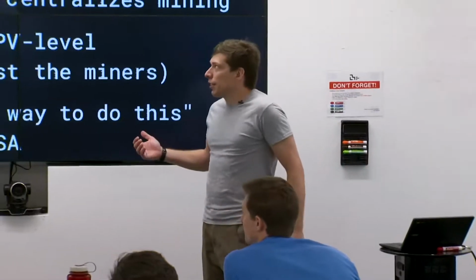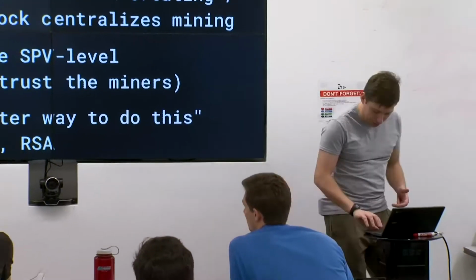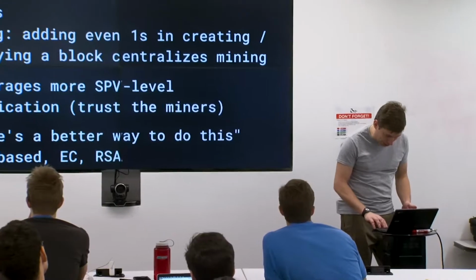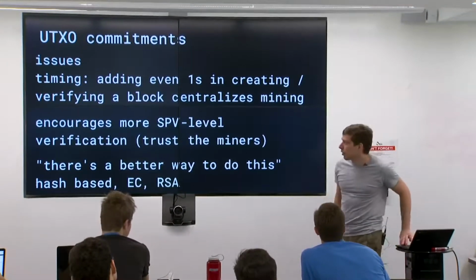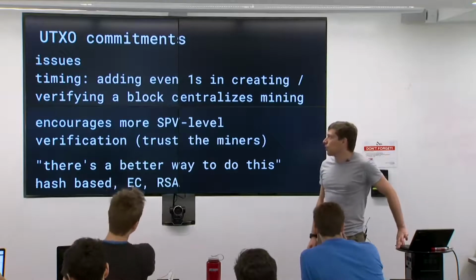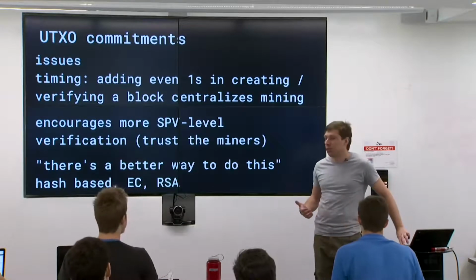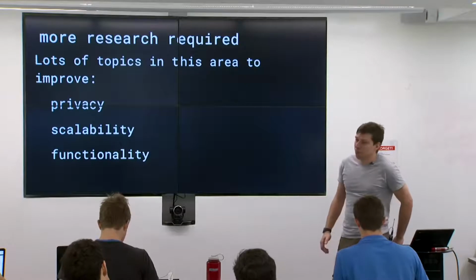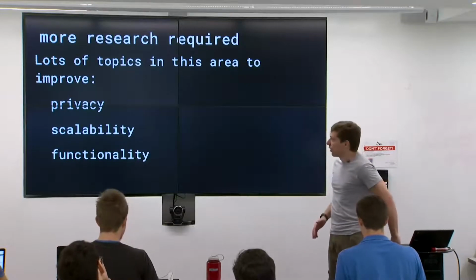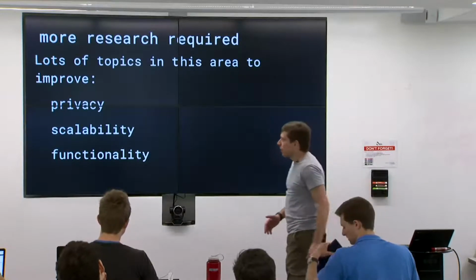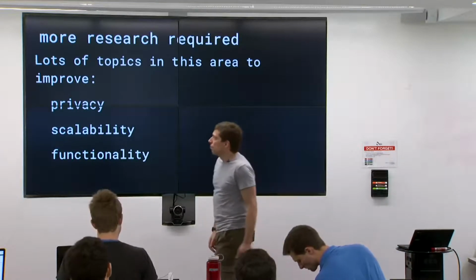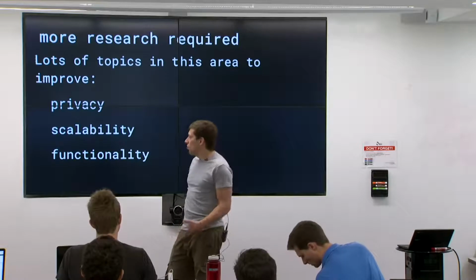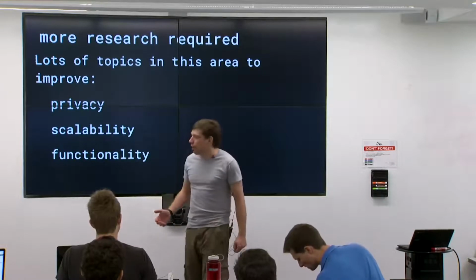So these are some of the things. I think that's it for today, right? And I was going to talk about covenants, but that's another story. So these are some of the current research issues in Bitcoin, blockchain, cryptocurrency. And there's lots of other topics. These are some of the big ones I'm aware of and that I know people working on. But there's lots of ways to improve privacy, scalability, functionality.